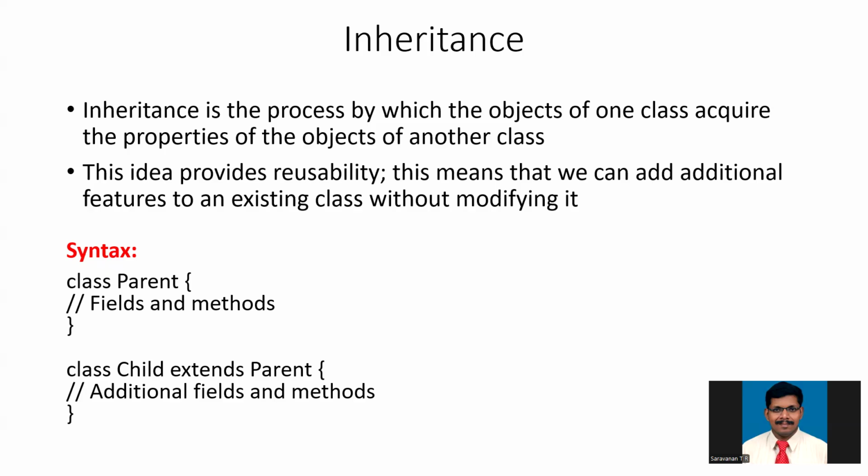Now we can see the types of inheritance: single inheritance, multi-level inheritance, and hierarchical inheritance are supported in Java. Multiple inheritance is not supported in Java. So instead of multiple inheritance, we go for the concept of interfaces.